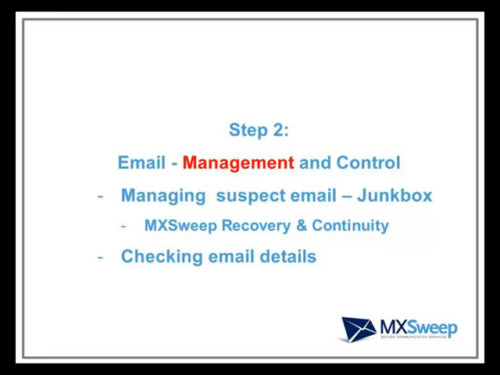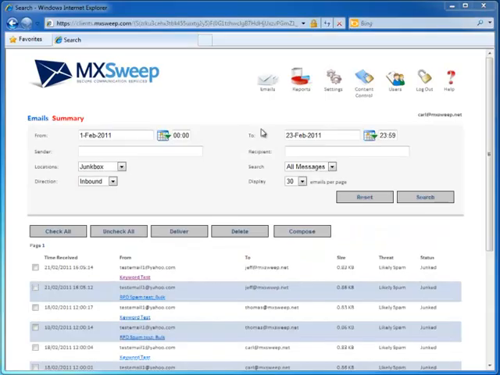In step 2, I look at how an administrator uses the email junk box, MXSweep Recovery and Continuity Service, and also checks email information. As an administrator, I use the email summary to manage my personal email, particularly those in the junk box quarantine area. I can also manage emails from other users if appropriate, for example if these users do not clear out their junk box.